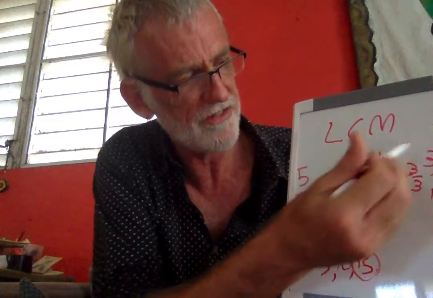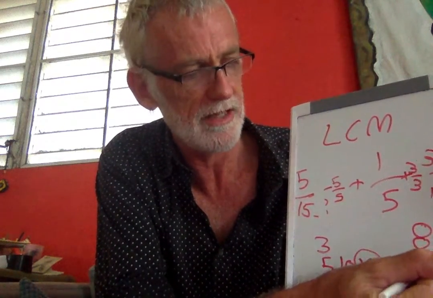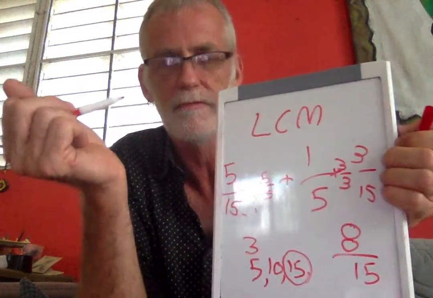Now I can add them together. 5 plus 3 is 8, and the bottom, you stay the same. 8 over 15. Least common multiple. It is the smallest number. It's the quickest one you can get to.